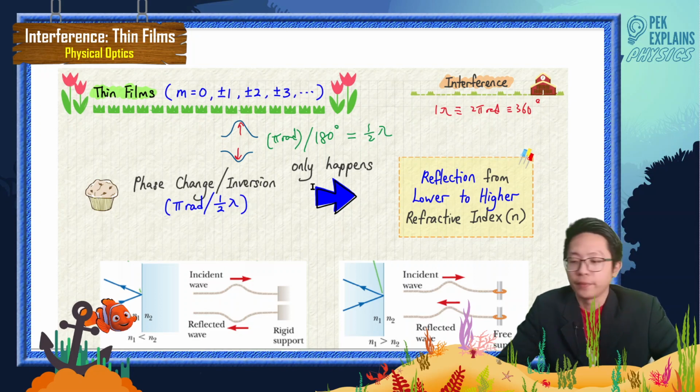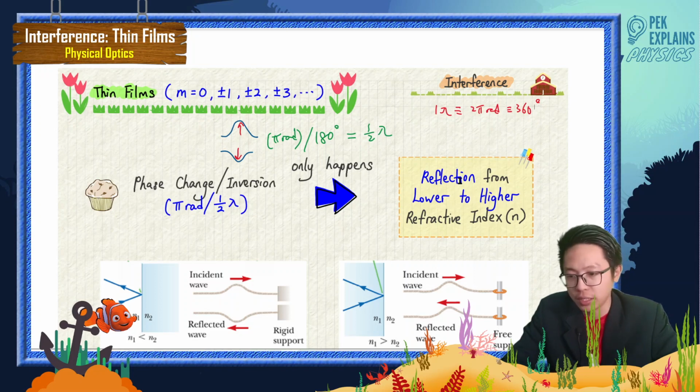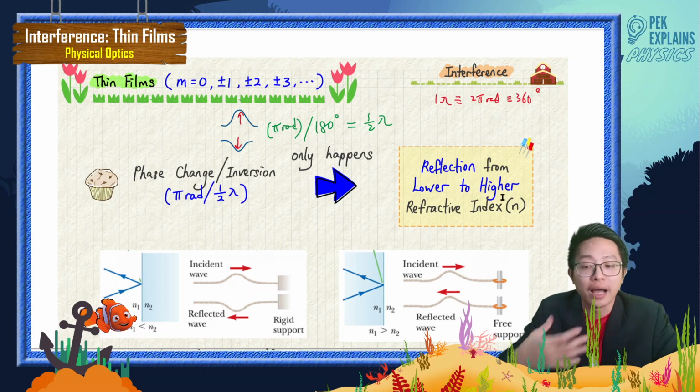Okay, now how does the phase change happen? This is the most important thing. When does it happen? I already gave you the key. It only happens when reflection is from lower to higher refractive index. It only happens during reflection.